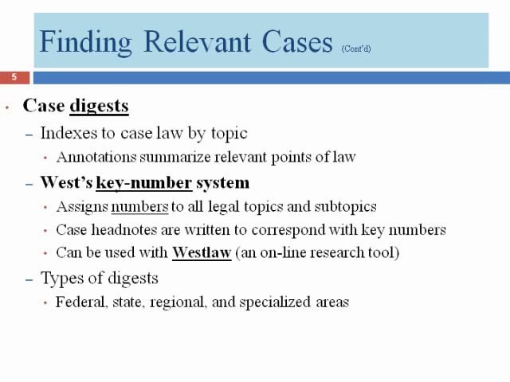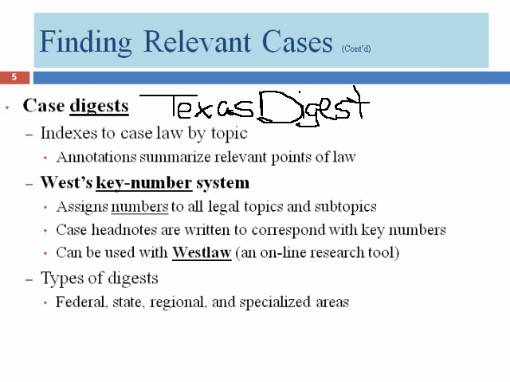Well, in Texas, what you're going to use is Texas Digest. This is a digest system published by West Publishing. We'll talk more about West in legal research, but we'll touch on it here. And what this does is it has organized the law, not just Texas law, but all states' law, into a number system. And it's broken it down into more than 100,000 different bites of the law.